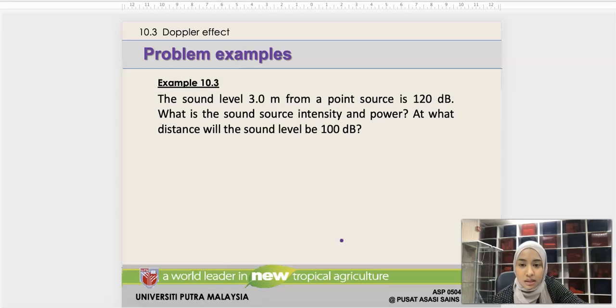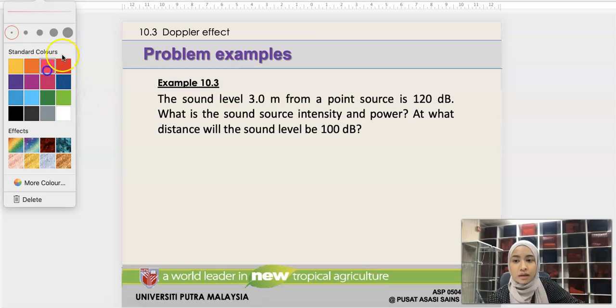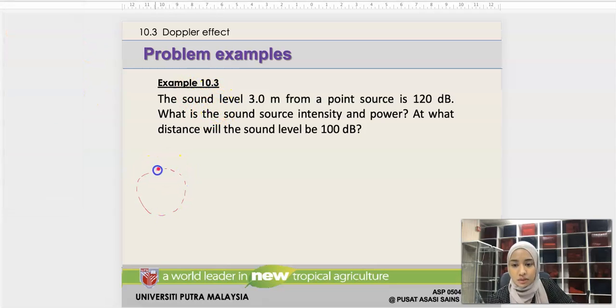Okay, so next example, the sound level 3 meters away from a point source is 120 dB. What is the sound source intensity and power? At what distance will the sound level be 100 dB? Okay, let's do this one because it's a little bit different. The sound level 3 meters away. Okay, so it's 3 meters away now.